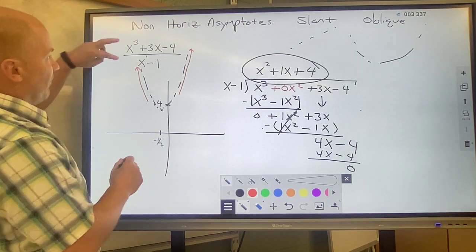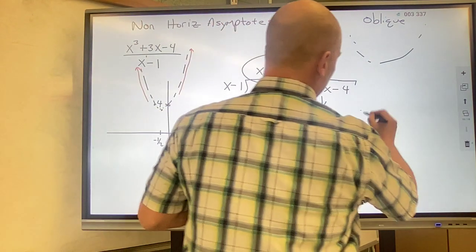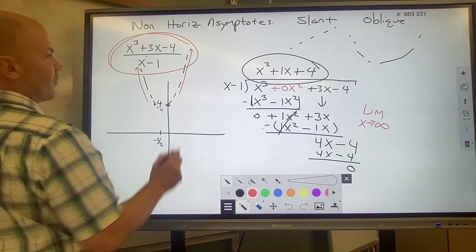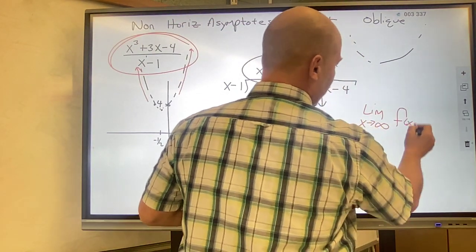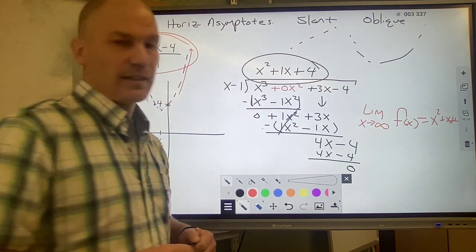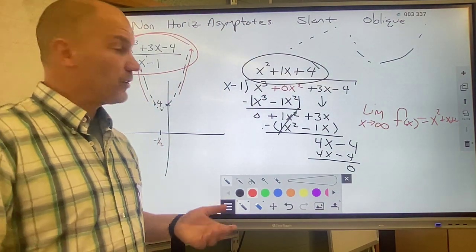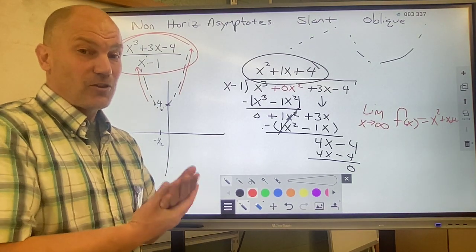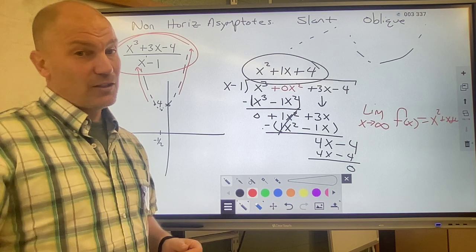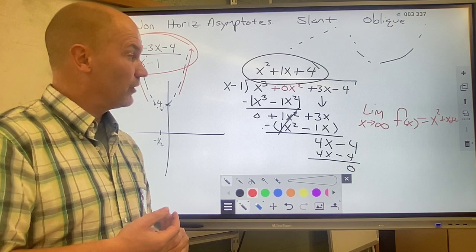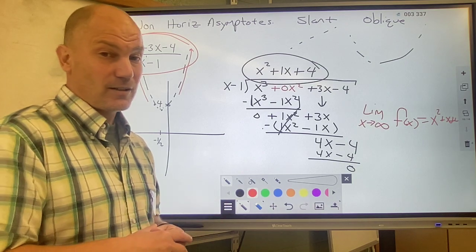So the limit as x approaches infinity of this function, let's call it f of x, is nothing more than x squared plus x plus 4. That's the big idea. So you just do the long division, and then you come up with that answer. There is a shortcut called synthetic division that works under certain circumstances. I'll have a link to that as well from somebody else, because it's not the technique I like to use, because it only works in certain circumstances. Okay, thanks.